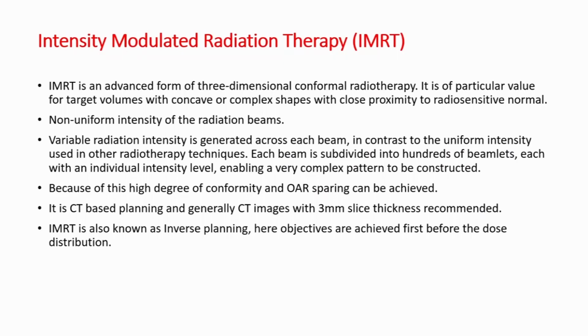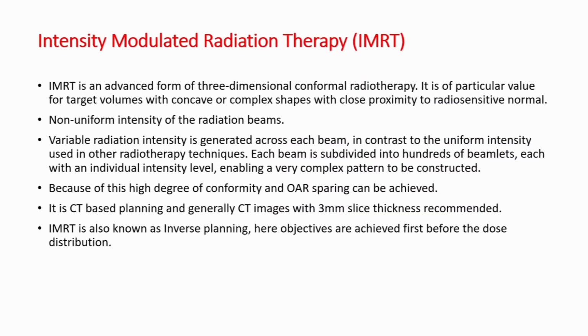IMRT is an advanced technique whose basic form is from 3D conformal radiotherapy. It uses a non-uniform intensity of the radiation beam. Variable radiation intensity is generated across each beam, in contrast to the uniform intensity used in 3D CRT techniques. Each beam is subdivided into hundreds of beamlets, each with an individual intensity level, enabling a very complex pattern to be constructed. Because of this, a high degree of conformity and OAR sparing can be achieved.